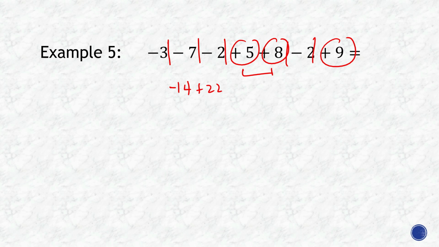Okay, so they have different signs. We need to subtract them. The higher number is positive, so the answer will be positive. So 22 minus 14 is equal to 8. And that will be the answer.